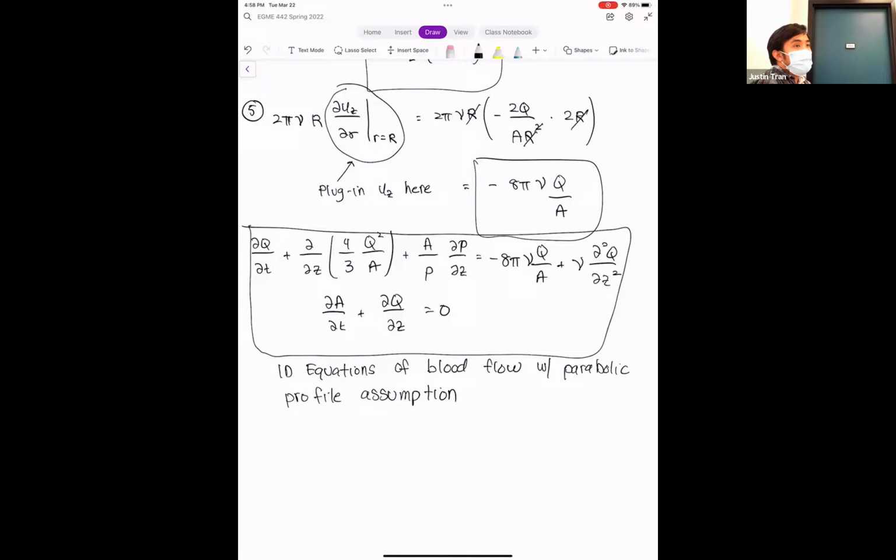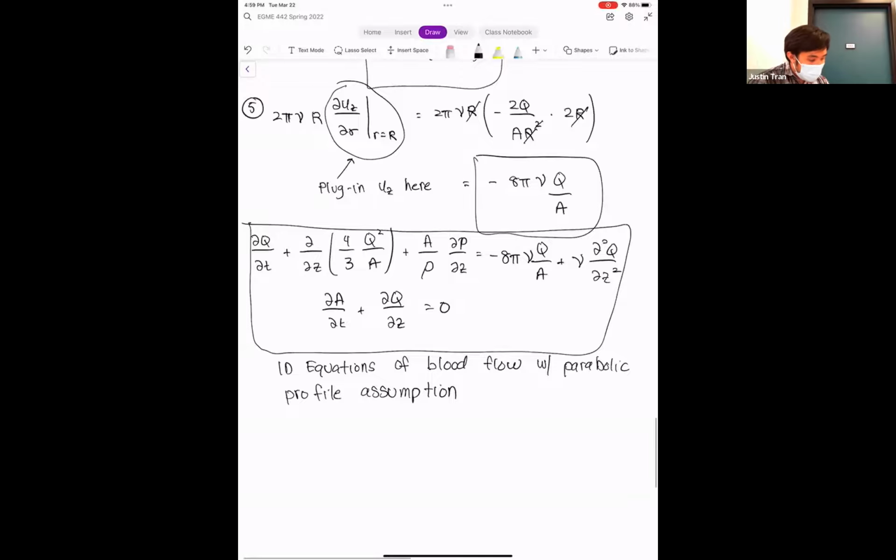It's the A over P, A over P, right? Or which one? Oh, it's A over rho. I'm sorry. Yeah. So this rho here, this is density. Yeah, the pressure is in the derivative. Okay.